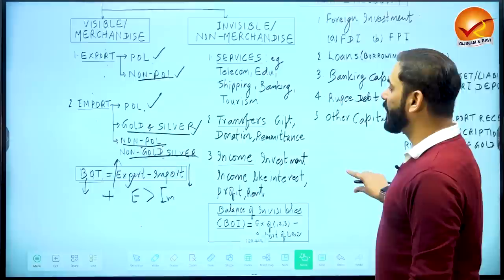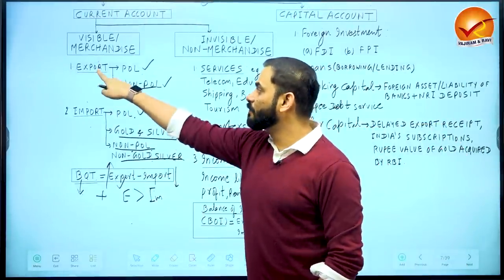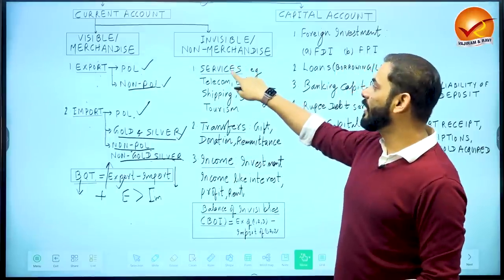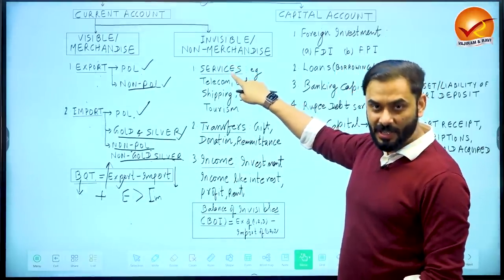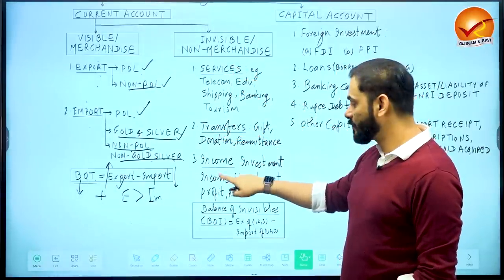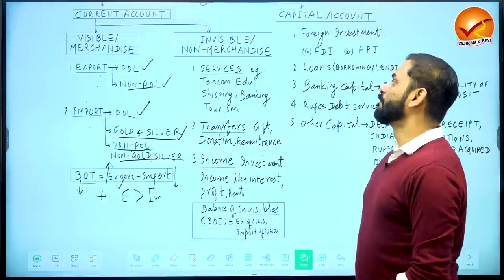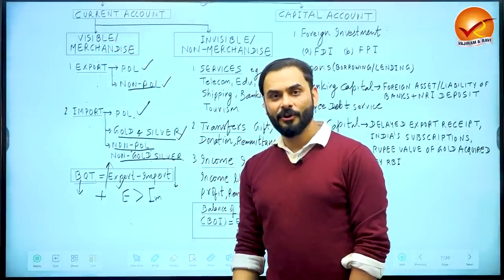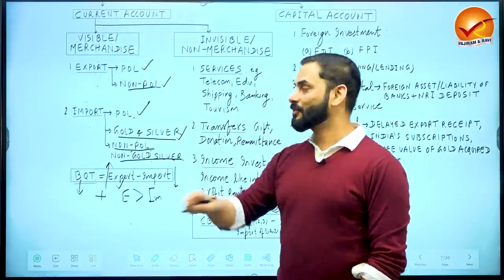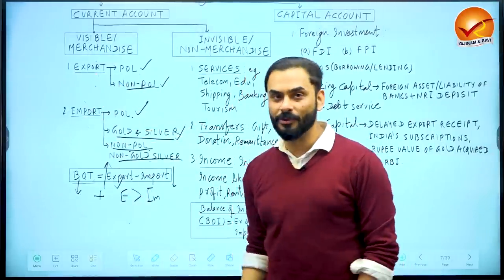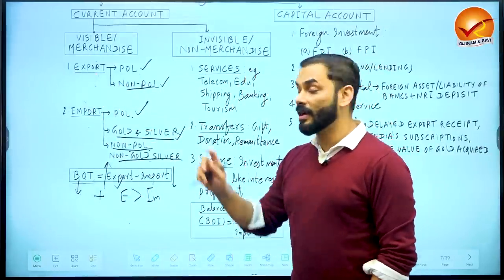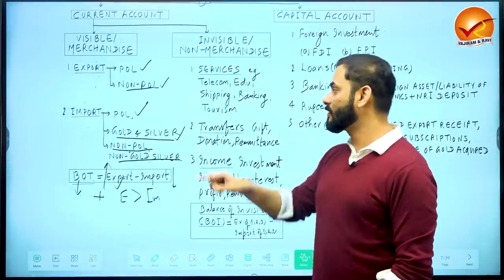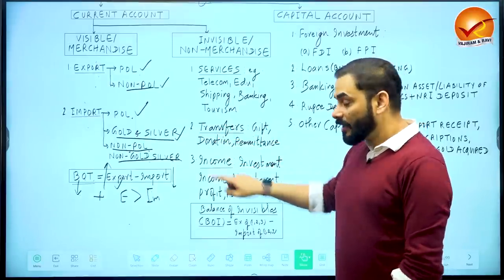Now guys, just like we have seen that we have export of goods and import of goods, similarly, we will also look at export and import of services, export and import of transfers, and export and import of income. So see, when you talk about visible, you divided visible or merchandise only in one segment called goods. So this is export of goods, this is import of goods. But invisibles can be divided into three categories. Invisible or non-merchandise can be divided into three categories: services, transfer, and income.